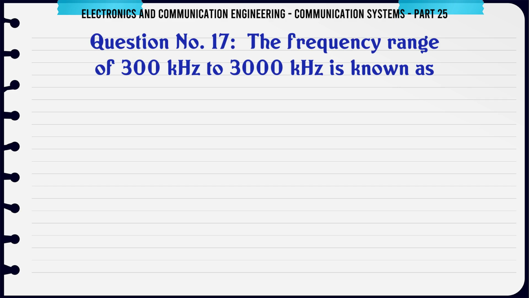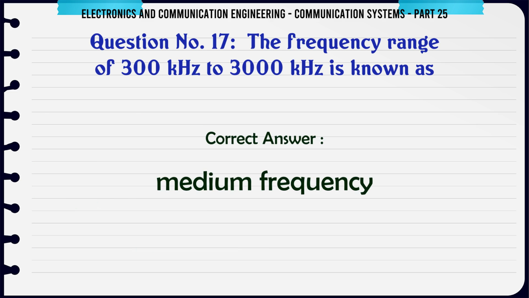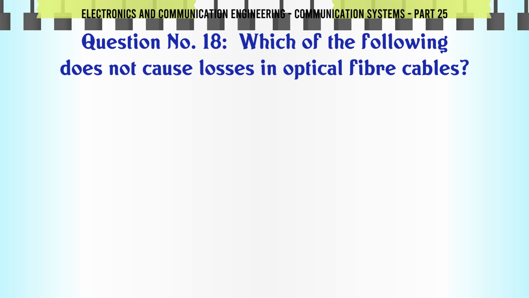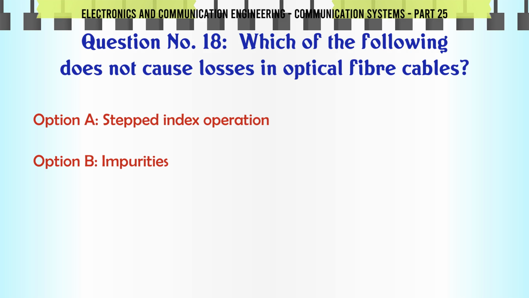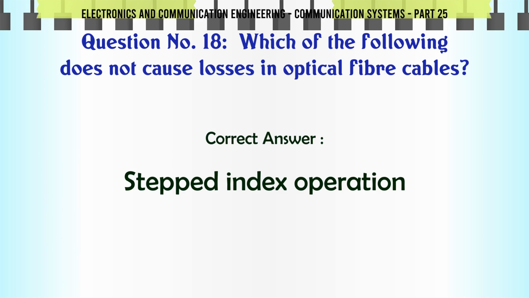The frequency range of 300 kHz to 3000 kHz is known as A. Low frequency, B. Medium frequency, C. High frequency, D. Very high frequency. The correct answer is medium frequency. Which of the following does not cause losses in optical fiber cables? A. Stepped index operation, B. Impurities, C. Microbending, D. Attenuation in glass. The correct answer is stepped index operation.